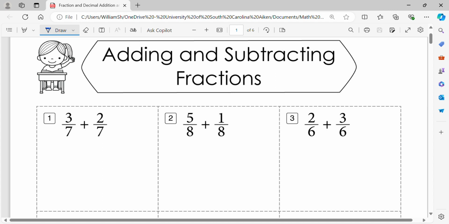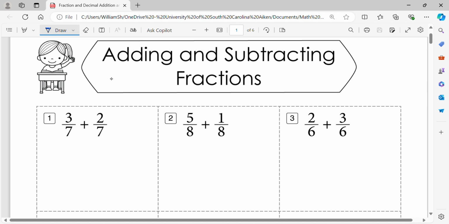Nice little refresher here for us. I'm going to start us out really easy here with fractions that have the same denominator. Now, fractions that have the same denominator are really simple, because if they have the same denominator, all we have to do is add or subtract the numerator, whatever the function tells us to do.